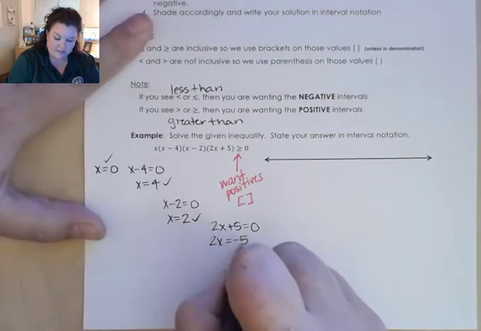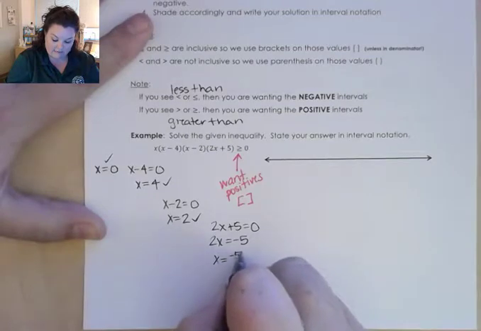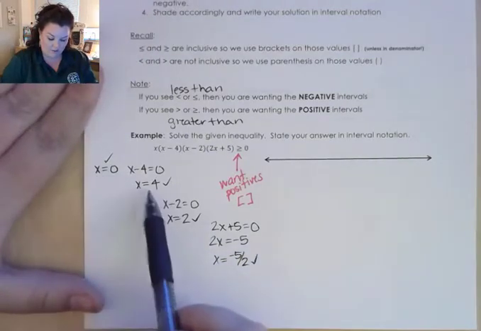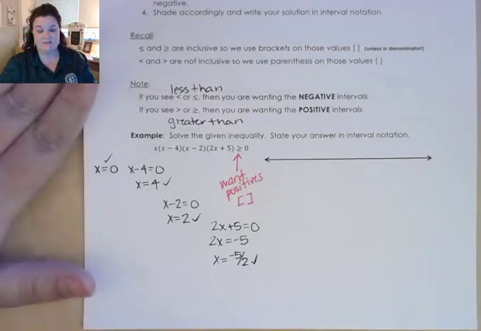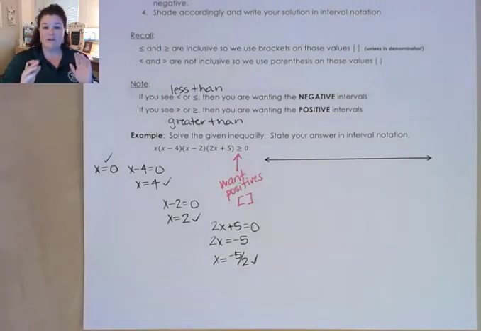So 2x equals negative 5. And then divide off the 2. So we get x equals negative 5 halves. So I have 1, 2, 3, 4 different x-intercepts that may either touch or cross, right? So those are all points where it may change from positive to negative or negative to positive.